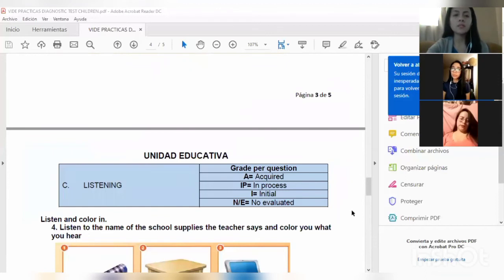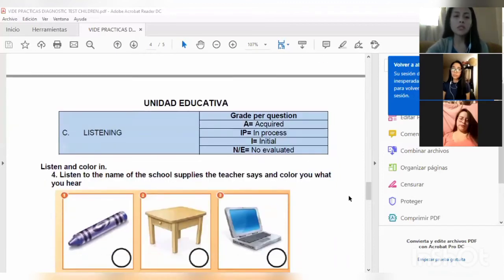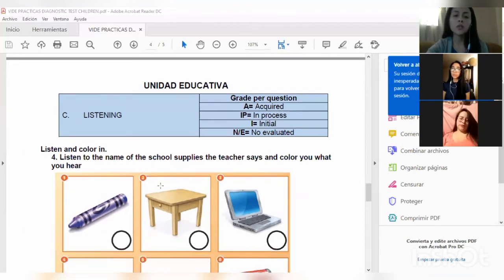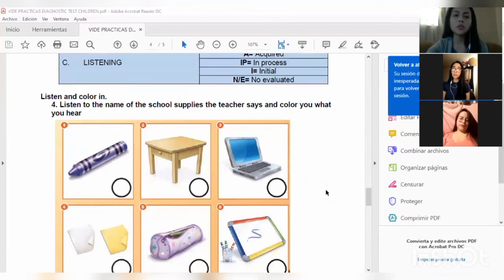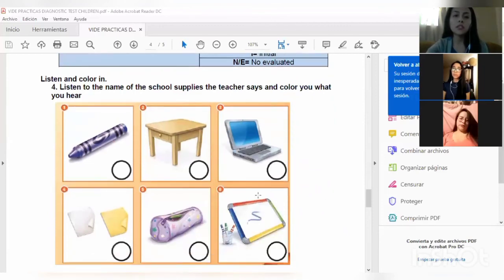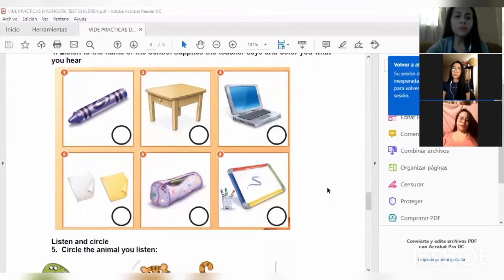For the listening part, the teacher also needs to insert this in the diagnostic test. We have a grade per question, as my partner said before, and we can include two activities in this part. We have listening and coloring. For example, listen to the name of the school supplies that the teacher says and color what you hear. The student needs to color what the teacher says in each chart.